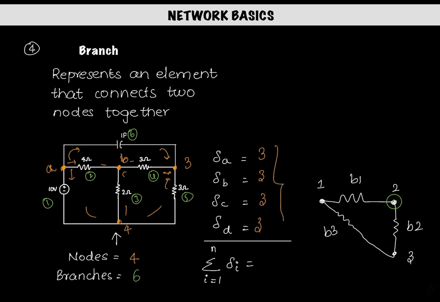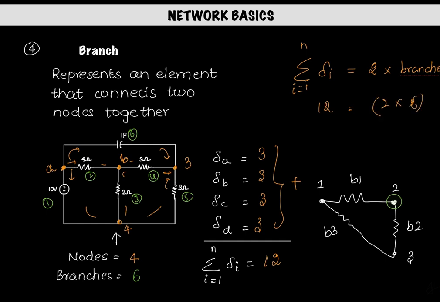Now if we sum up all the deltas of a particular circuit, it comes to 12 in this case, right? So the summation of all the deltas in a circuit is 12. As we can see, the number of branches is 6 and the sum of deltas of the circuit is 12. So we can term it as: my sum of delta will always be 2 times the number of branches in a circuit. Here it is 12 and the number of branches is 6, so the ratio is 2.